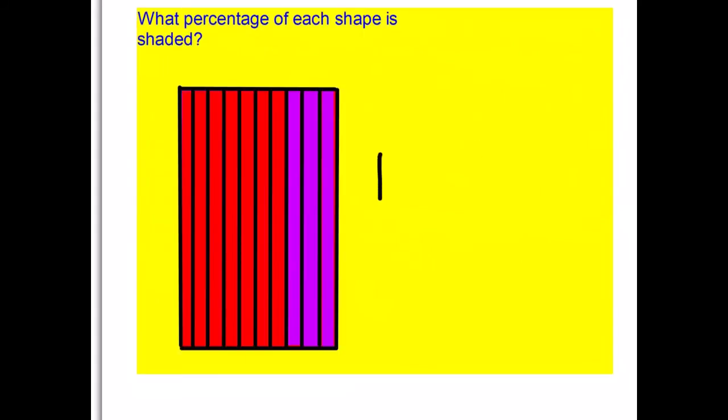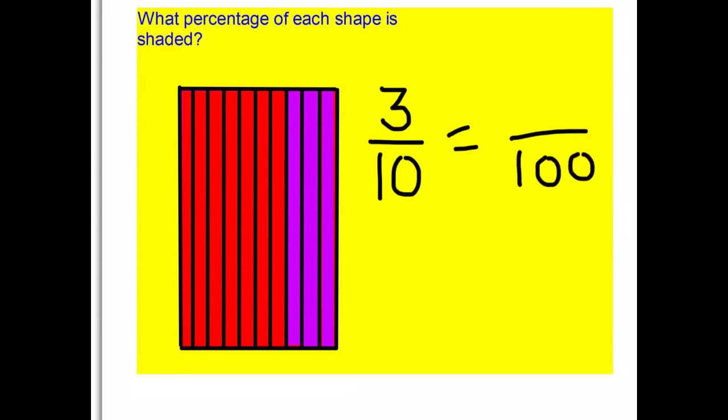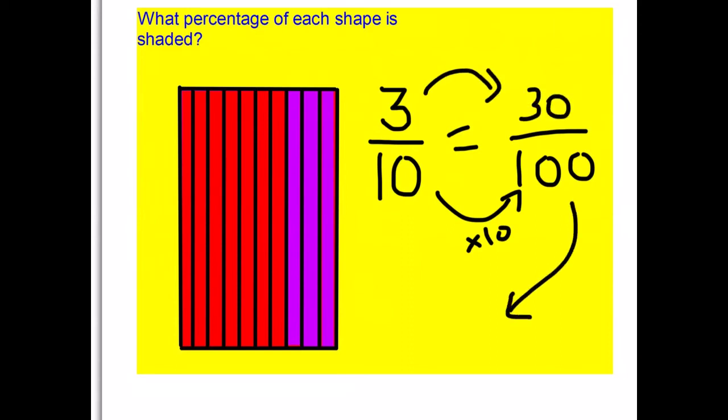This shape again has 10 pieces. 3 of them in this occasion are purple. We turn that into 100ths first. Multiply the bottom by 10. Do the same to the top. 30 100ths, just simply 30%.